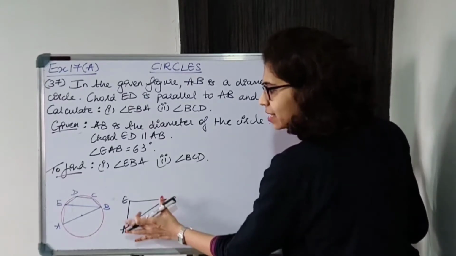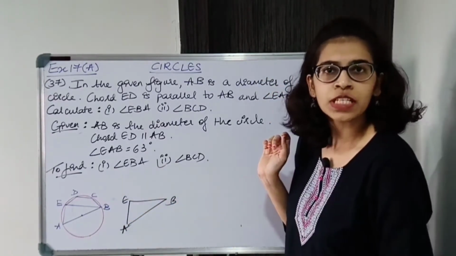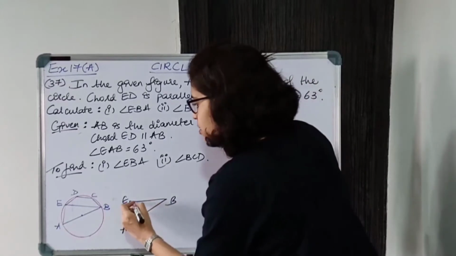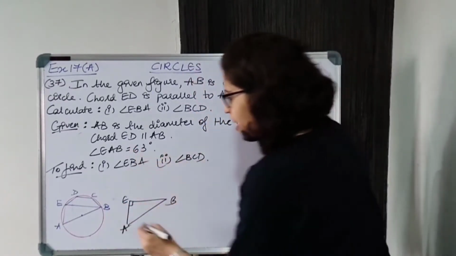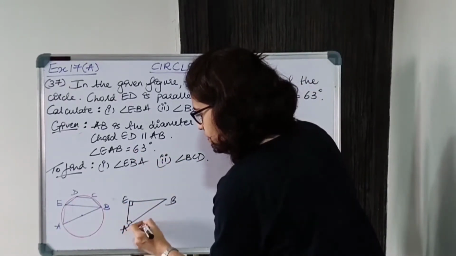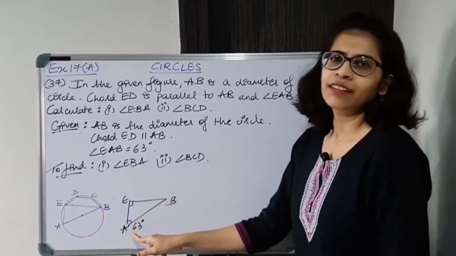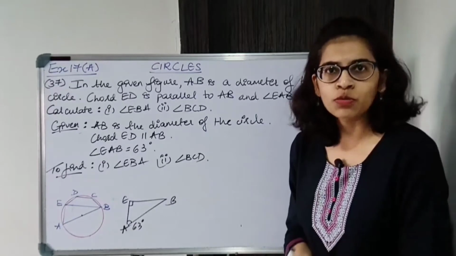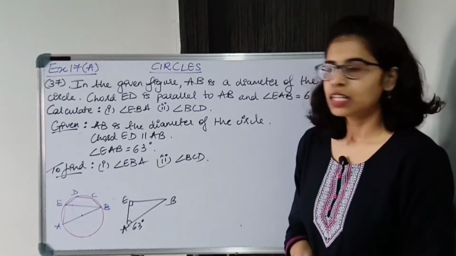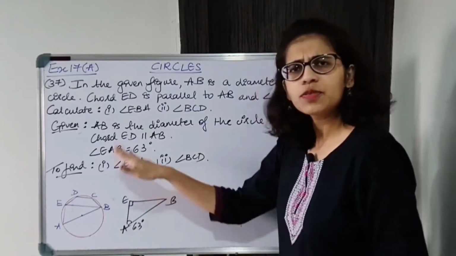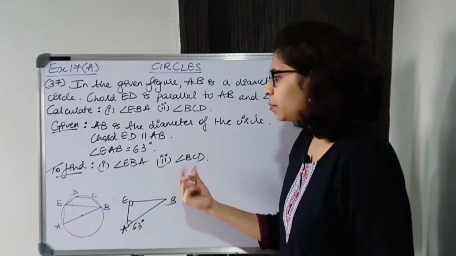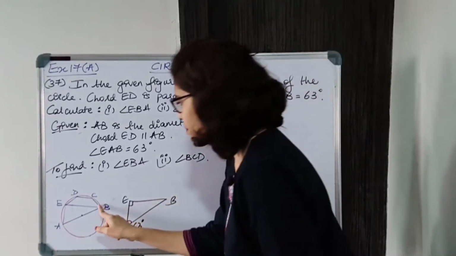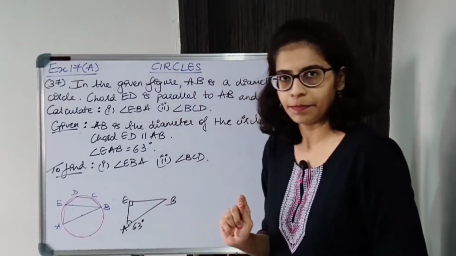So angle subtended by the diameter on the circumference of the circle is always 90 degrees. So ये 90 हो जाएगा. EAB I am given 63 degrees. EBA find करना है. I know two angles of the triangle. I can easily find the third angle using SOMAT property. Okay. So ये मिल जाएगा. First part is very easy. Second part angle BCD. BCD ये find करना है.